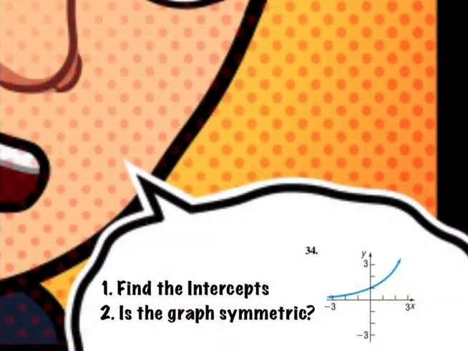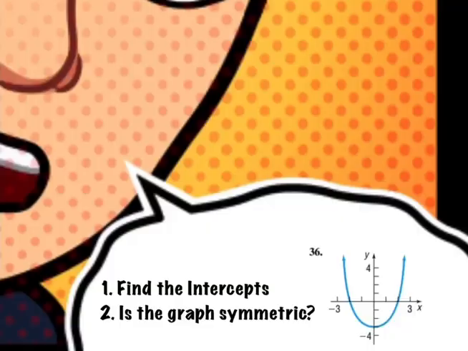Okay, let's take a look at number 34, the graph. We want to find the intercepts. And it appears that there is a y-intercept. You can label that as 0 comma 1. And is the graph symmetric? No.